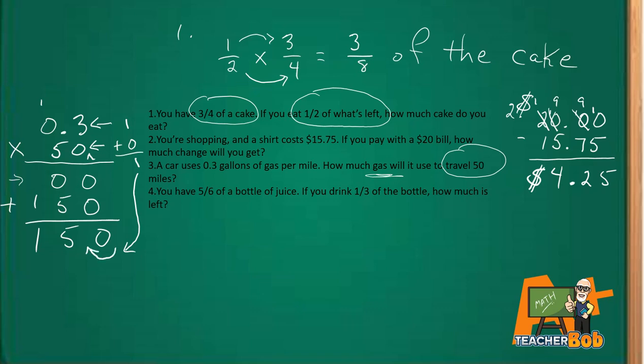So we come down here, and that 1 up above tells us to move the decimal back from the end and place it right there. So what does that tell us? Well, the question is asking us how many gallons it will take to travel 50 miles. So in this case, it's 15 gallons.